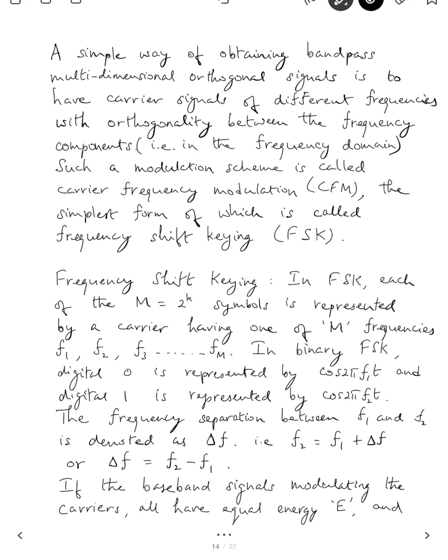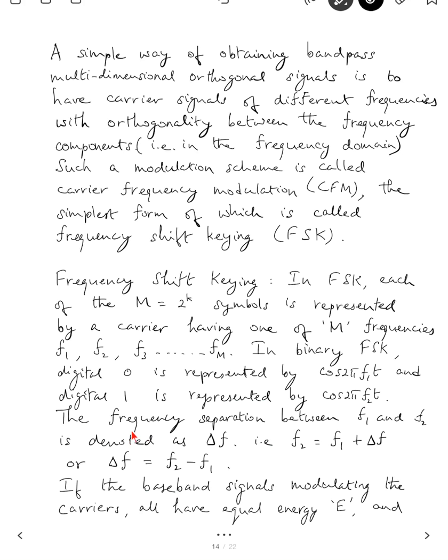In every other sense, these two carriers are identical. Their amplitudes are the same, their phase is the same. The only difference is the frequency values. So by choosing appropriate values of these frequencies, we can have orthogonal signals. So we can create M-dimensional orthogonal bandpass signals in such a way, which we call frequency shift keying.